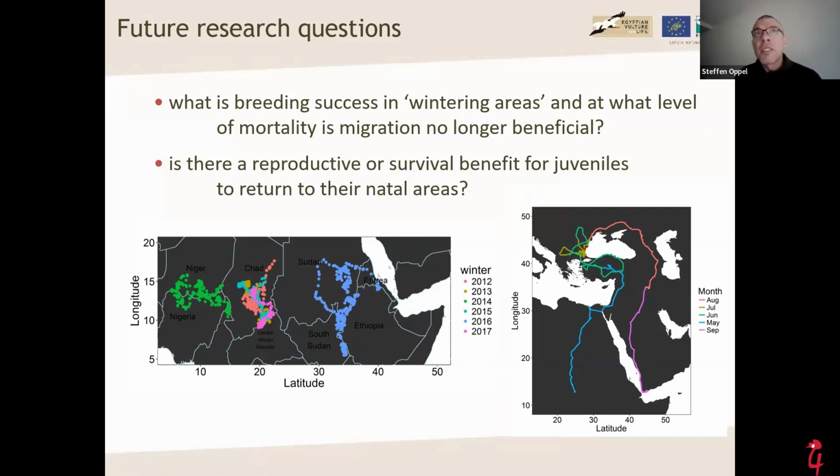But over the first few years of its life, the Egyptian vultures that we've tracked visit 40 to 50 countries. And so it'd be very interesting to see what actually drives them to go back to where they came from, and whether that is beneficial for them, or whether it wouldn't be more beneficial for them to end up somewhere else.